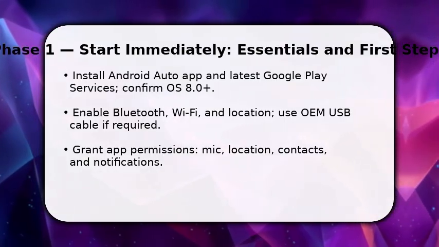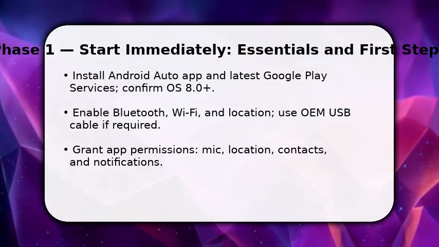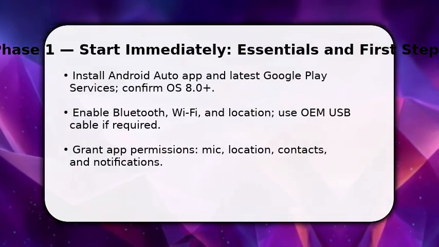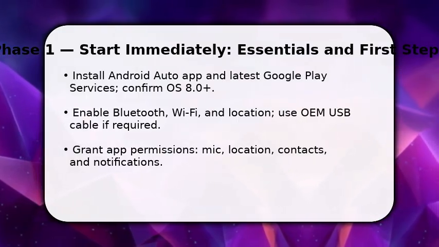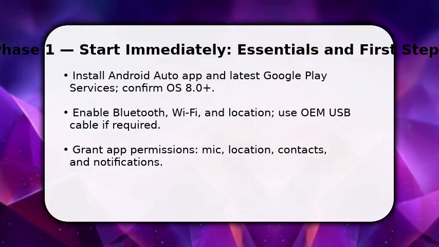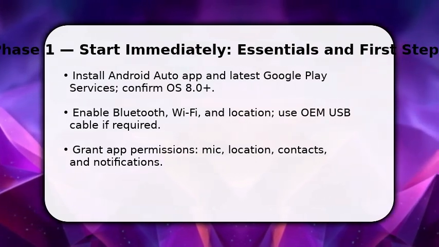Once done, plug a high-quality USB cable into the car's USB port or pair via Bluetooth if your car supports wireless Android Auto. Make sure Bluetooth and Wi-Fi are on. The app uses both to negotiate the connection. You'll see prompts on both screens. Accept them to allow projection and app shortcuts. This gets the connection established and ready to use.